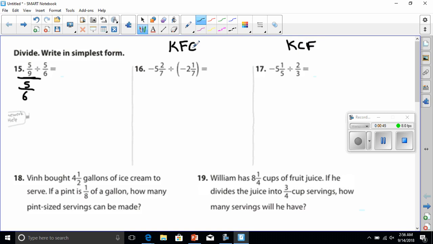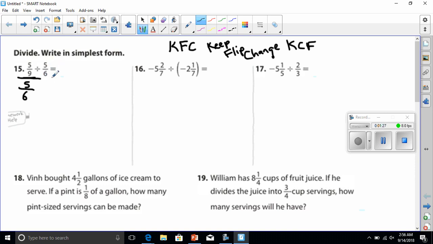Whichever one you want to remember, as long as we know that K stands for keep, F stands for flip, and C stands for change. The reason we want to remember those is because we're going to keep the top fraction the same. We're going to flip the second fraction upside down, and then we're going to change division into multiplication.